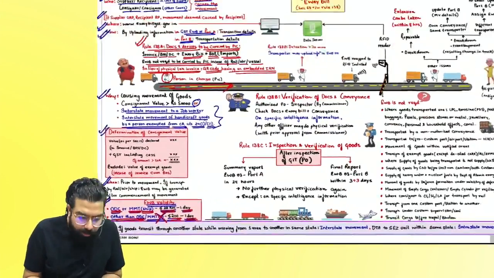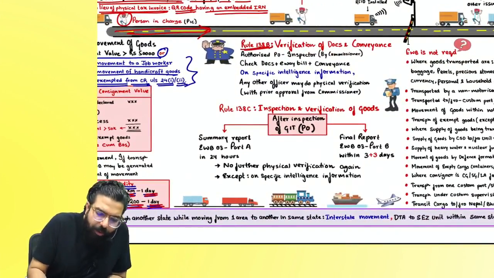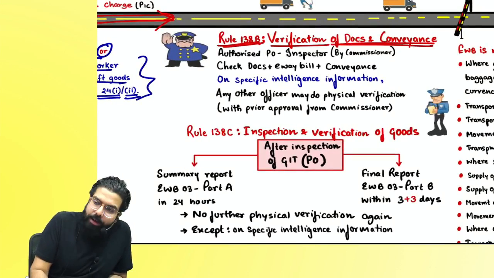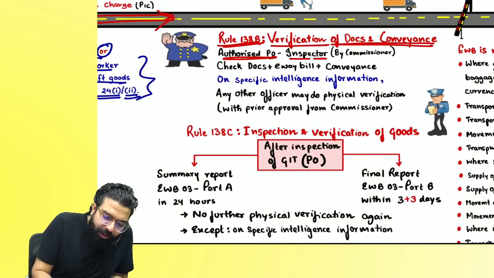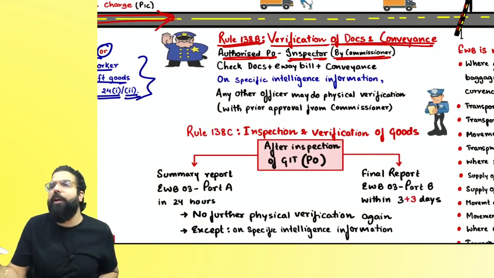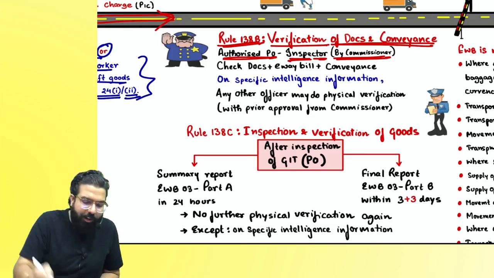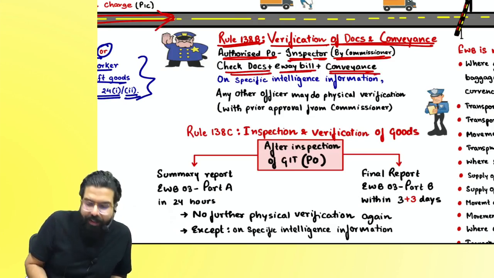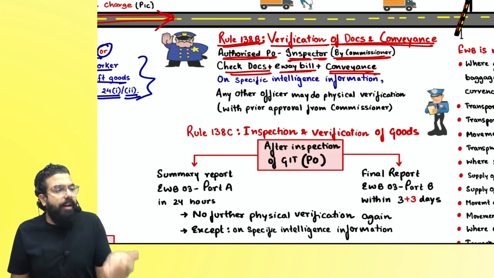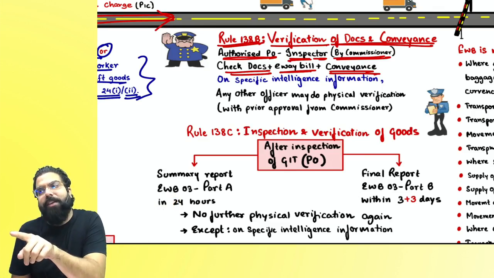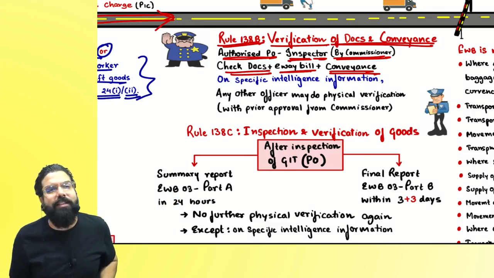When you are going on the way, verification will happen. Rule number 138B says verification of documents and conveyance. The authorized proper officer, who is an inspector authorized by the commissioner, will stop you and check all the documents, the e-way bill, and the conveyance. If there is no discrepancy, he will let you go. If there is any discrepancy, he will apply section number 129, where detention and seizure will be done.